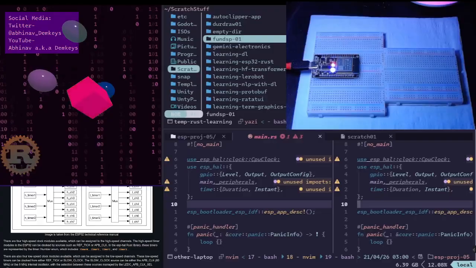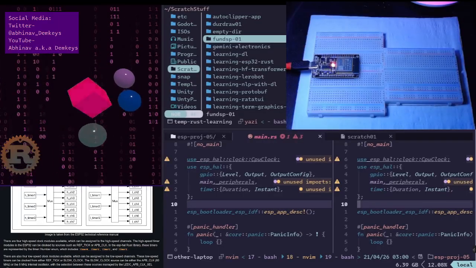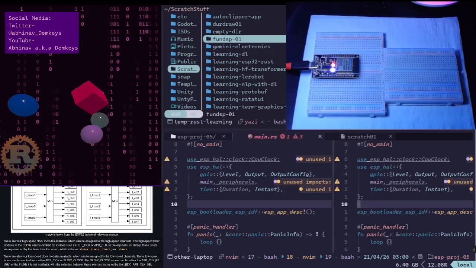Because in my case, for example, I have, wait, let me close this. Window delete. Okay.